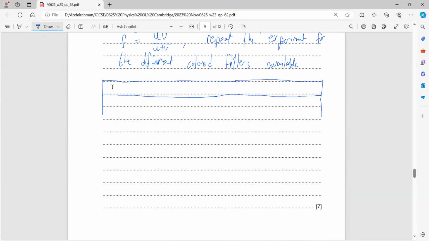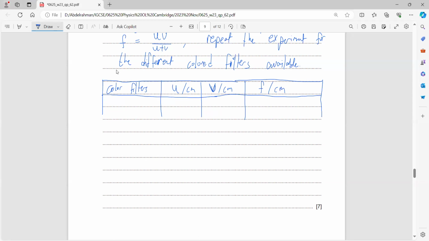First column has to be the independent variable اللي هو ايه؟ different color filters. اوكي, different color filters. And then U in centimeters, V in centimeters, and then F برضو in centimeters. بس that's it. Okay.